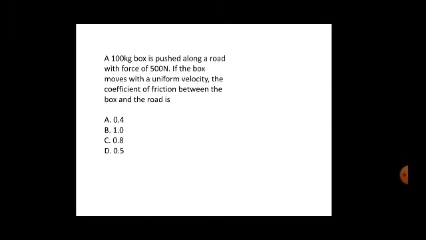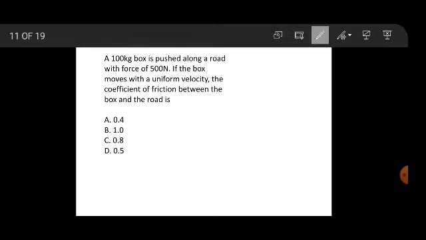Okay, so let's look at another one. It says a 100 kilogram box is pushed along a road with a force of 500 newtons. That's the applied force. If the box moves with a uniform velocity, it means it is not accelerating. When an object is moving with uniform velocity, it means that object is not accelerating. The coefficient of friction between the box and the road is, actually the proper formula is F minus this equal to ma. But because it is not accelerating, it means that F minus F is equal to 0. Acceleration is 0. And we can just say F is equal to frictional force.